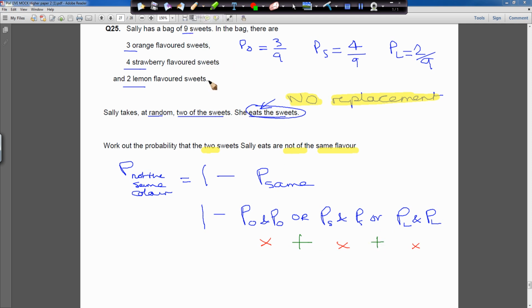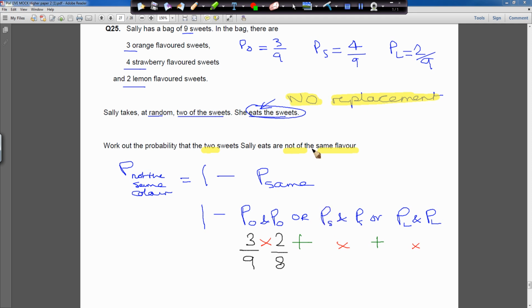Let's put the values back here. So the probability of orange, the first orange, is 3 over 9. Now remember, after taking out the first orange, you now have only 2 oranges left, and you now have a reduced number of 8 sweets in the bag. So the probability of the second orange changes. That's what it means by no replacement.